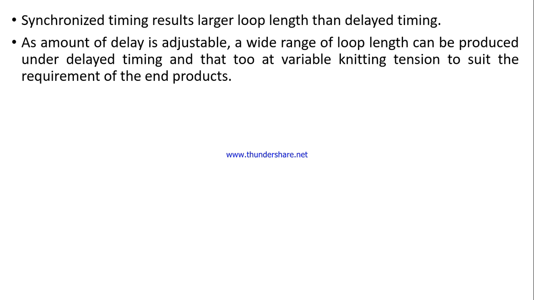So in this sense, in delayed timing, by changing the time, one can change the loop length. And as I have mentioned earlier, loop length is the single most important fabric parameter which will affect many of the properties of the knitted fabric. So various types of end products can be manufactured on a machine having delayed timing. So delayed timing is more versatile and desirable than synchronized timing.